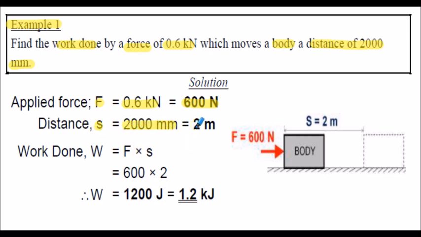I would convert that to meters. I always use meters in dynamics. But now we have all the information to calculate the work done. The work done, W, is simply F multiplied by S, in this case 600 multiplied by 2. So the work done is 1200 joules or 1.2 kilojoules.